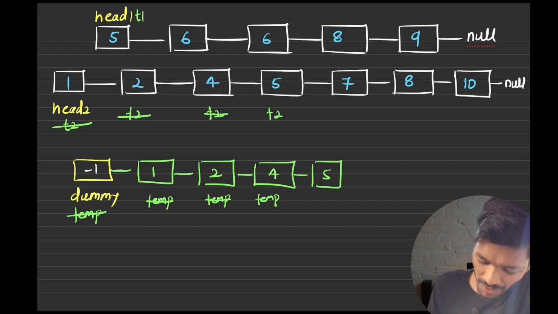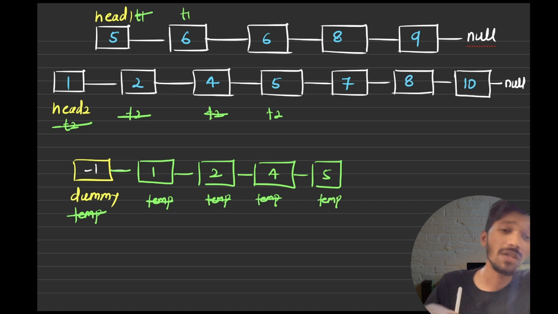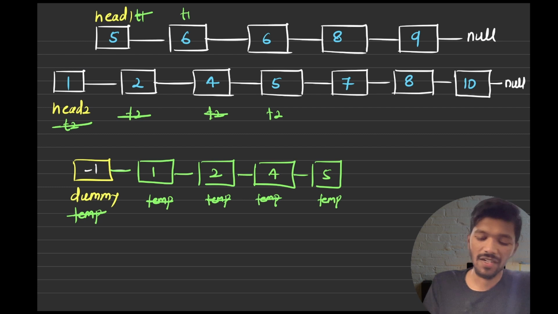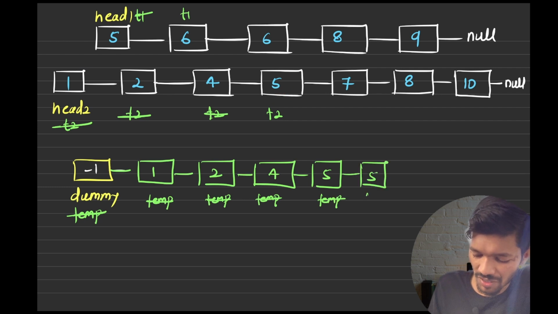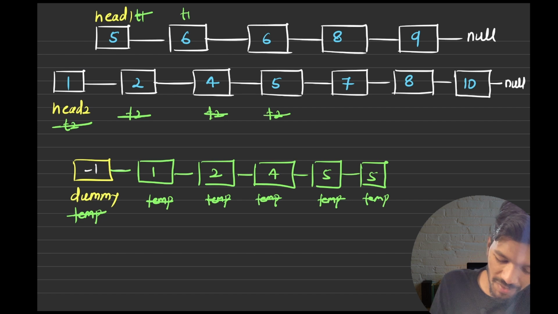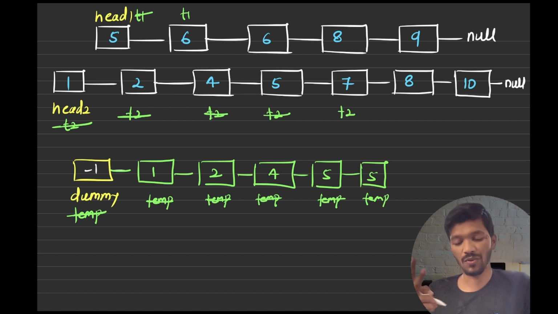So I took 5, I moved my temp to the next position, and I moved my temp1 to the next node. Now I have 6 and I have 5. Which one is smaller? Of course 5 is smaller. So simply I will take 5, I will move this temp to the next node, and at the same time I will move the position of temp2 as well.